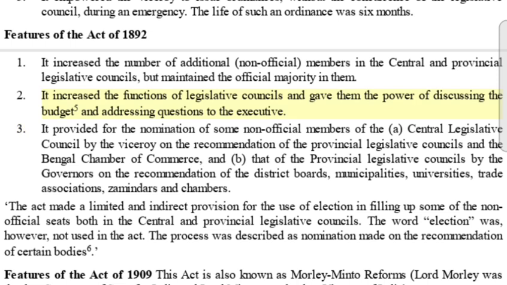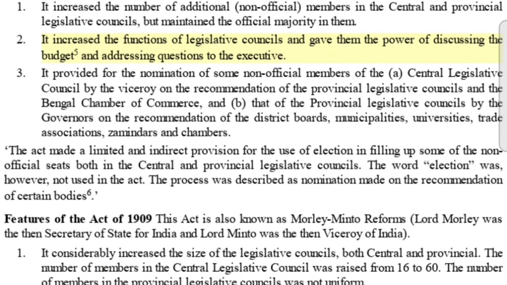2. It increased the functions of legislative councils and gave them the power of discussing the budget and addressing questions to the executive. 3. It provided for the nomination of some non-official members of the Central Legislative Council by the Viceroy on the recommendation of the Provincial Legislative Councils and the Bengal Chamber of Commerce.